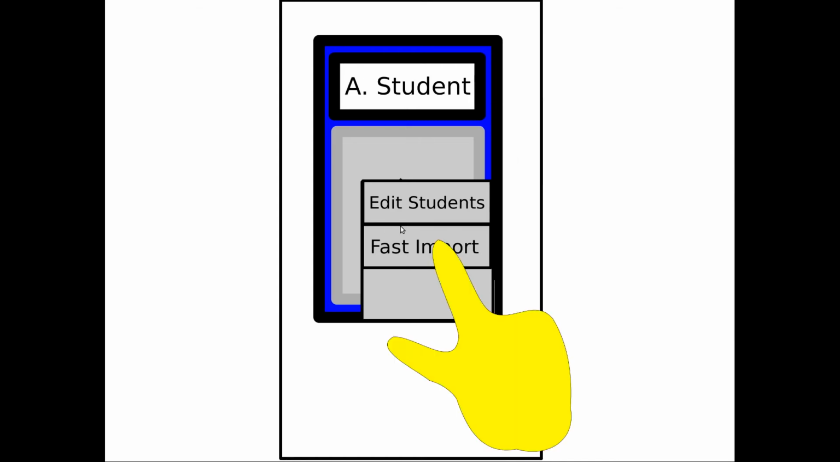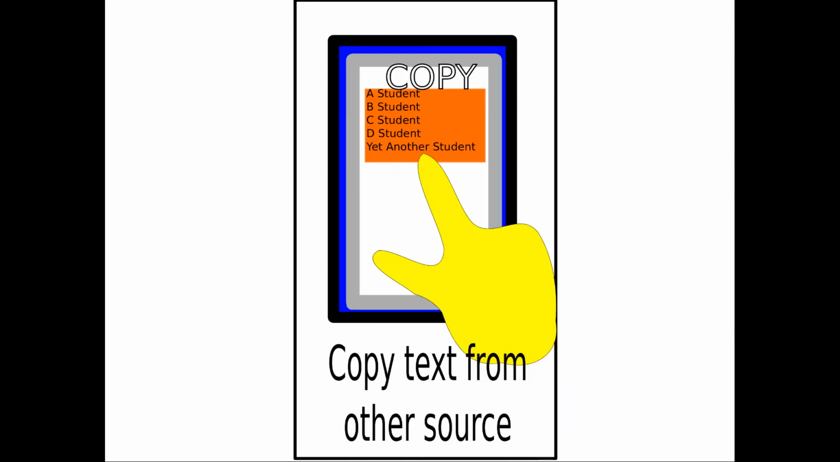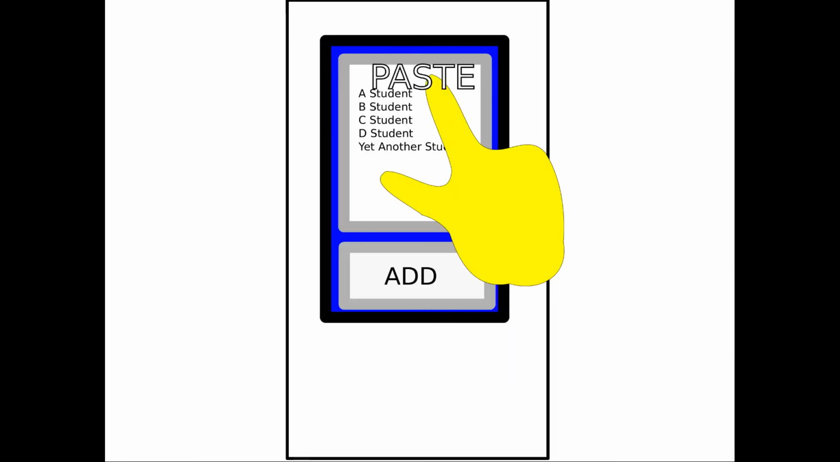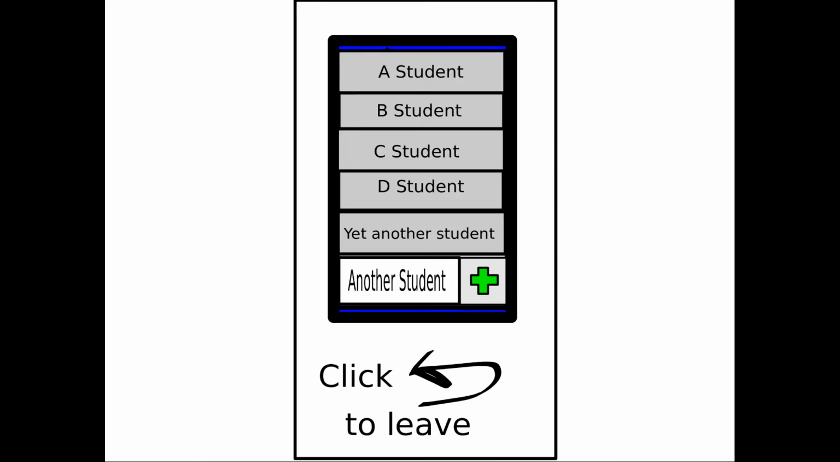In settings, you see two settings, so you click fast import. You go to another app and you copy the text, and then you go back to our app and you paste the text and you click add, and then you'll see that what you added is now imported and you can leave. Okay? So that's pretty handy, and that's a pretty good workflow.